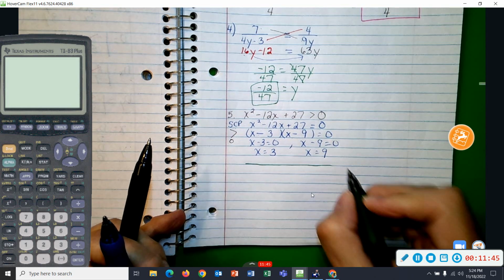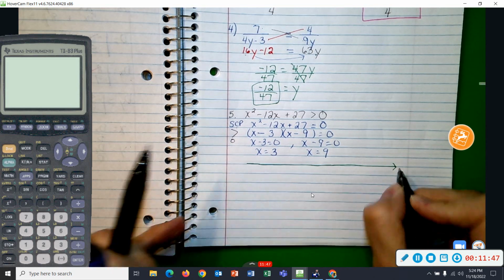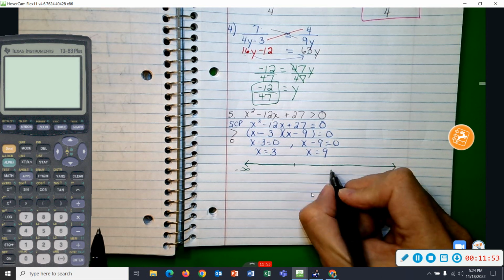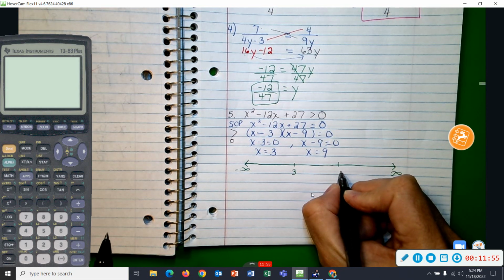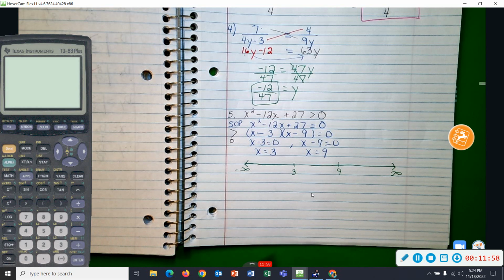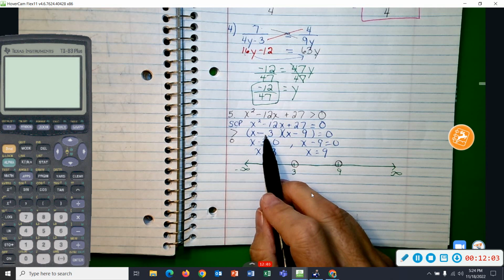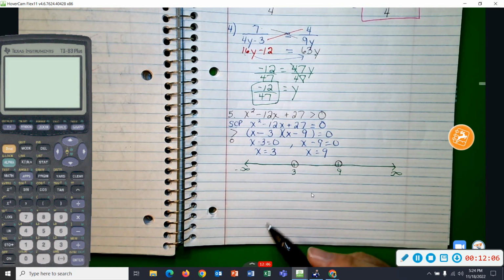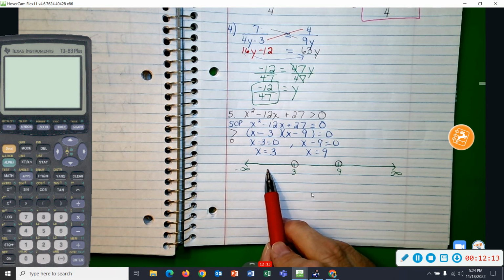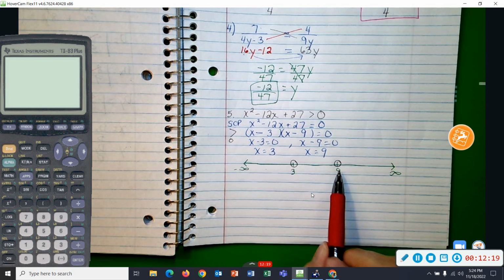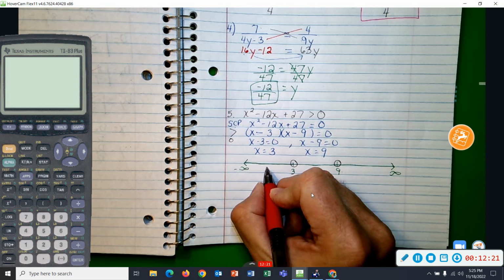So let's draw a number line. Label 3 and 9 with open circles. We know it's going to alternate because we didn't have any repeated factors. So just test one of those intervals. I always like to use 0 when testing. And 0 always lies between a negative and a positive. It wouldn't be between 3 and 9 or bigger than 9. So I'm testing this interval.